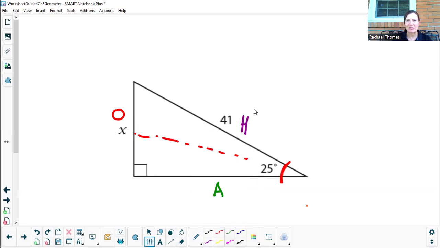And now I'm going to notice that 41, that was important to me. That was a number.